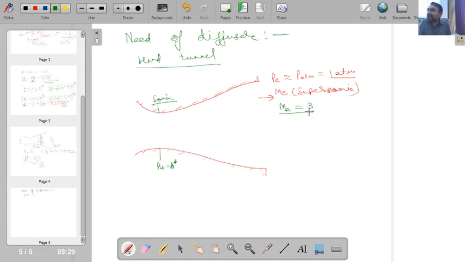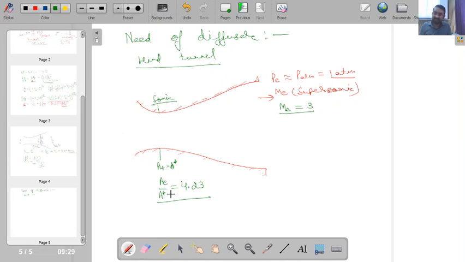This exit Mach number is known to me, and now if all these parameters are known, I can calculate the ratio AE by A star. Because the Mach number is already fixed, AE by A star will be the supersonic solution of the area Mach number relation, and if you calculate that ratio, it comes out to be 4.23.